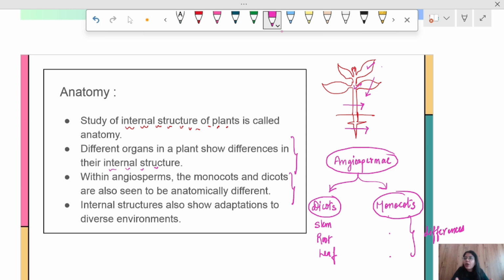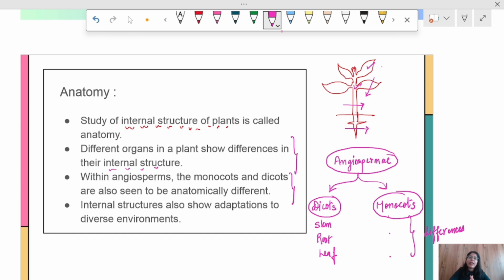In the stem of a dicot, you will see the vascular bundles are present in a ring-like condition. But if you look at the same character, the arrangement of vascular bundles in the monocot stem, they are scattered throughout the stem section. So just look at this diagram of the monocot stem and dicot stem and try to analyze. There are multiple differences in the same organ between the dicot and monocot. Understood? Okay. Now, internal structures also show adaptations to diverse environments.